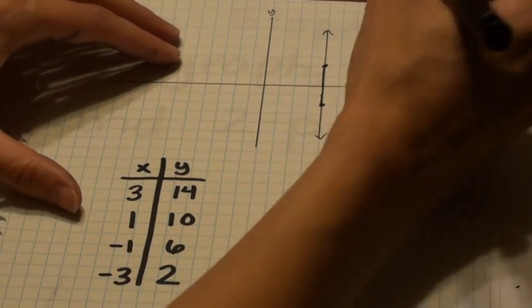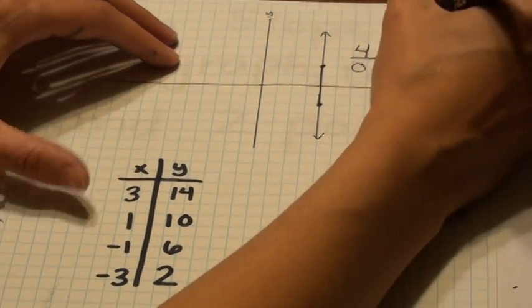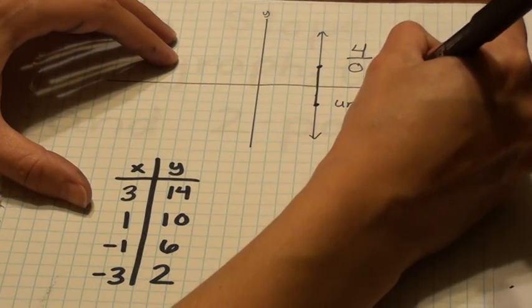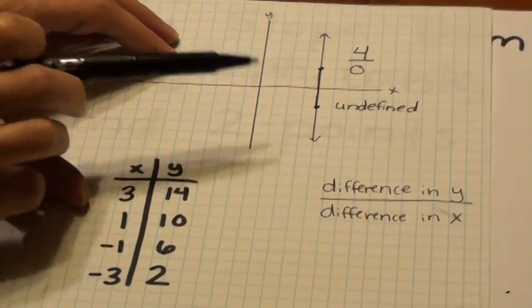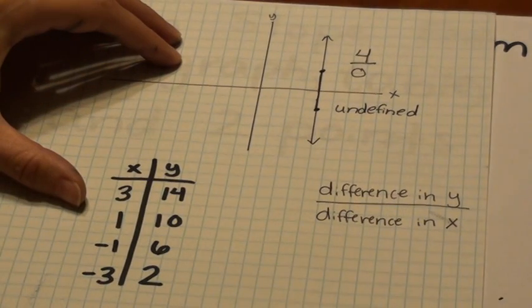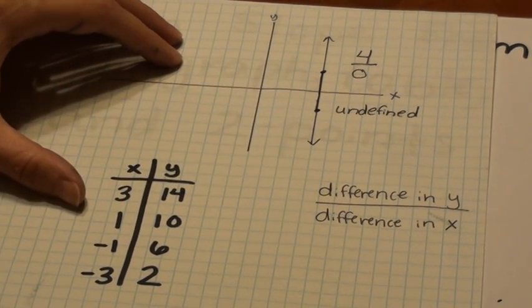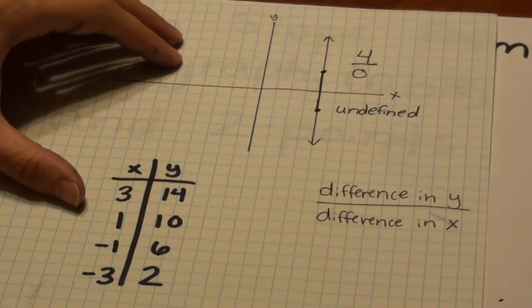Can't happen. So this line actually has a slope that's something called undefined. We can't do it because think about it. You could never ride your bike straight up a line like that. It can't happen. It's impossible. So this slope is undefined. Now that's what we have for finding slope from a graph.